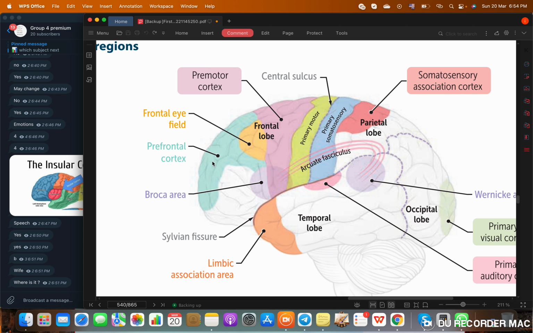What about this prefrontal cortex? The prefrontal cortex does store some memory. It does. Long-term memory, however, not short-term memory. In addition, it does play a role in our behavior, not emotion.